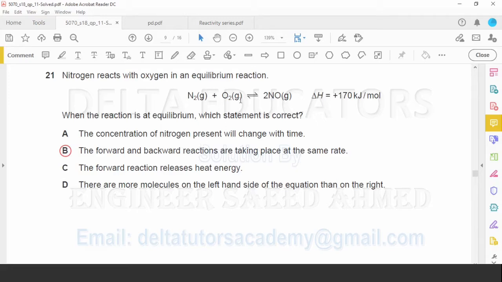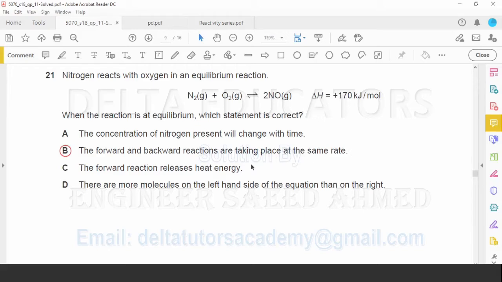Forward and backward reactions are taking place at the same rate, because here it is given it is a reversible reaction and it is at equilibrium. So forward and backward reactions are taking place at the same rate. So this option is the correct one.